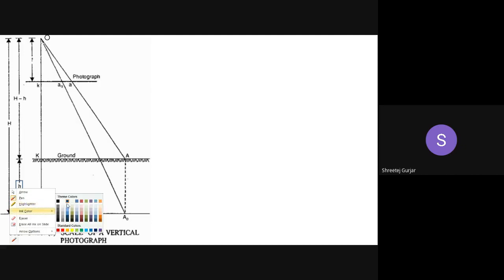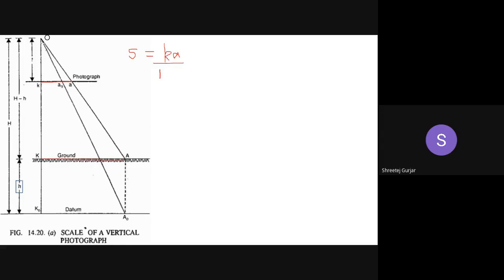Okay. Now from the figure, what we need is this Ka by capital K capital A. I have told you we need this, that is nothing but scale. So scale is equal to what? Small k a divided by capital K capital A.